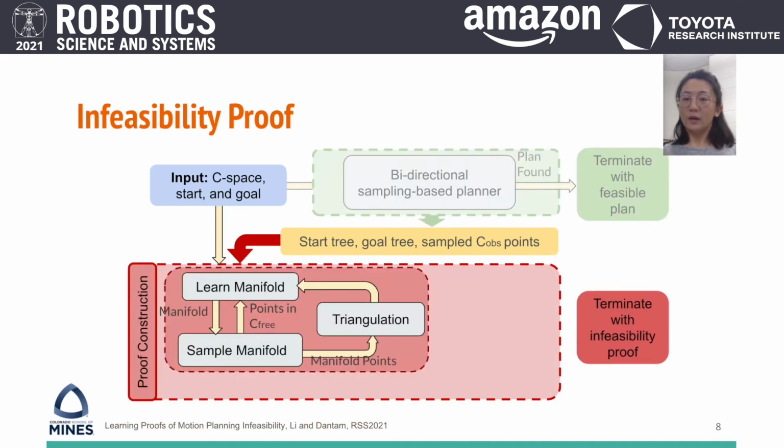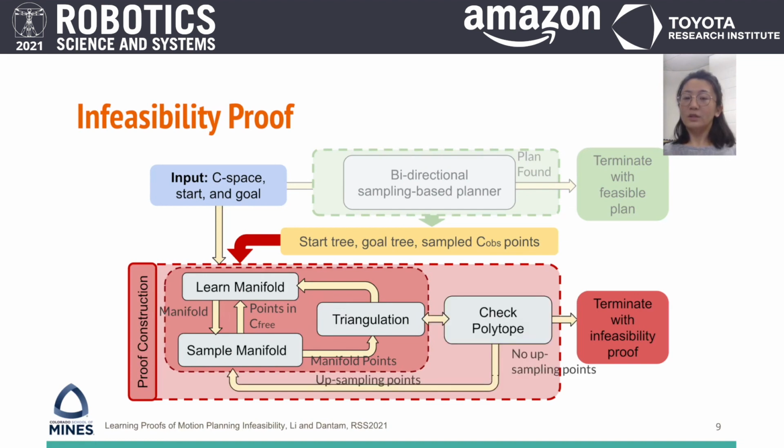On the other thread, our infeasibility proof construction follows two broad steps. First, we construct a potential infeasibility proof that separates the start and the goal via learning and manifold triangulation. Then, we check whether the potential infeasibility proof is entirely in the obstacle region. If both steps are successful, we have an infeasibility proof.